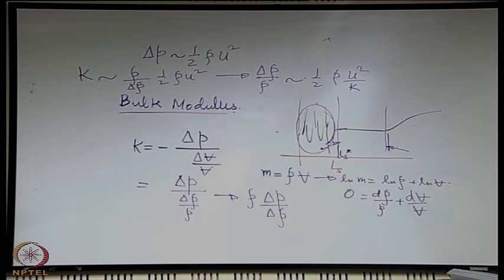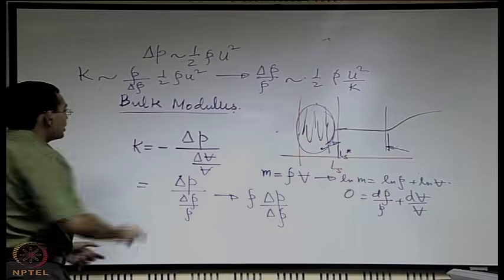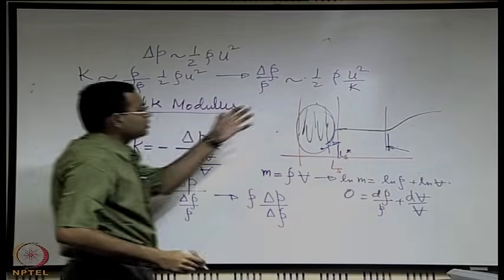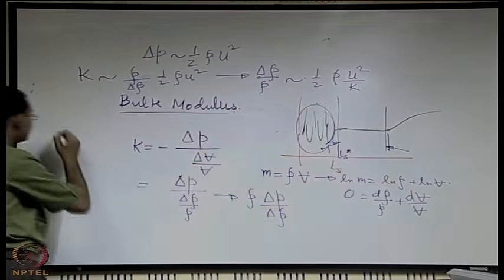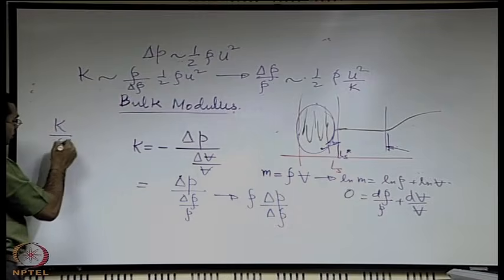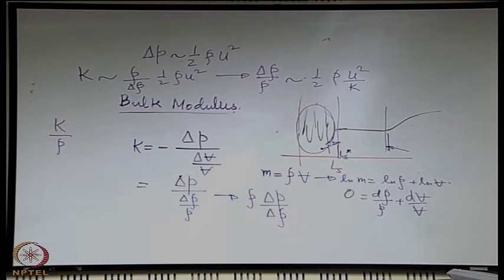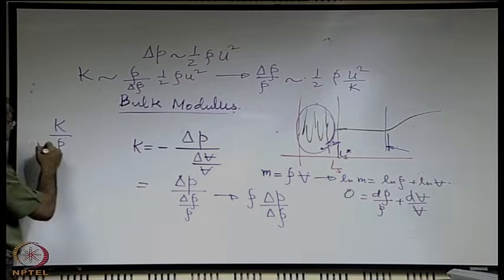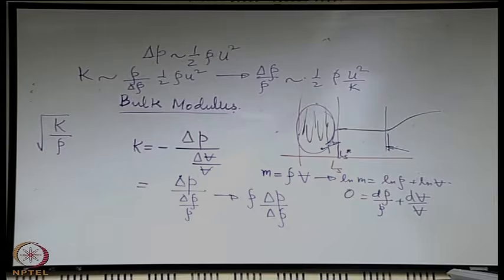Remember one thing, that this k by rho is something which is a very fundamental quantity which you have studied in physics. What is this? Or square root of k by rho, if it reminds you more.